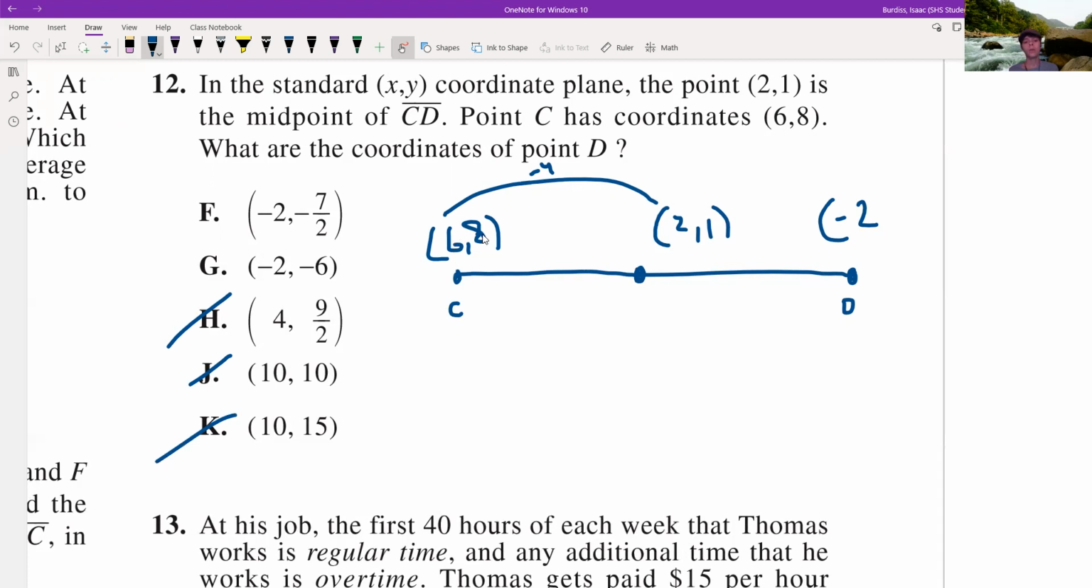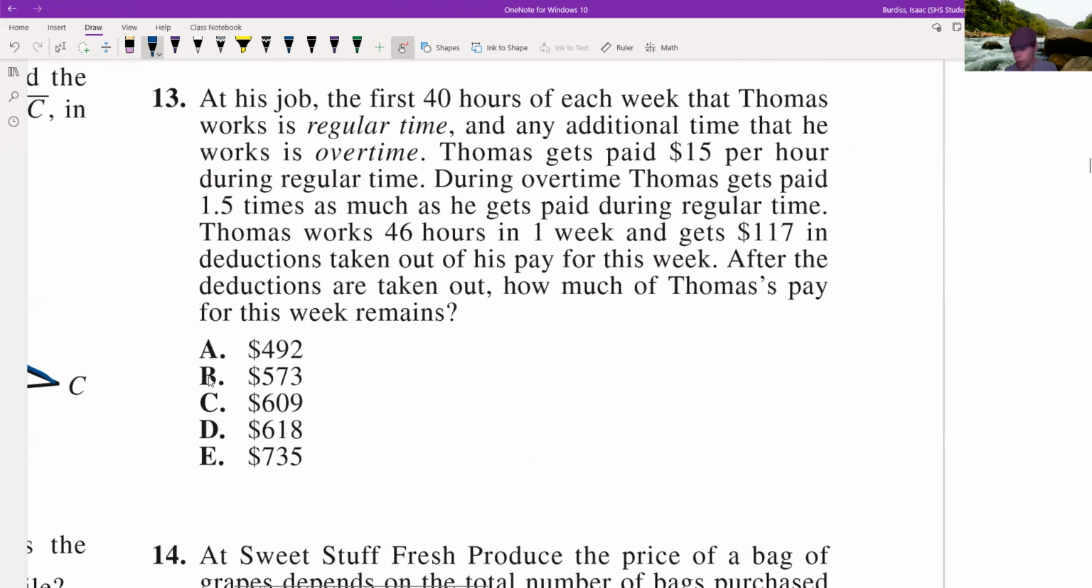All right. How did you get from 8 to 1? -7. So 1 minus 7 is -6. So the answer choice is G. Or the answer is G. All right, now we have something. Okay.